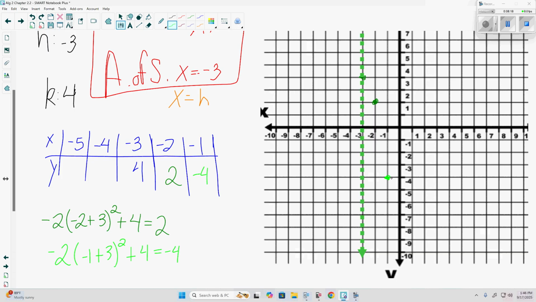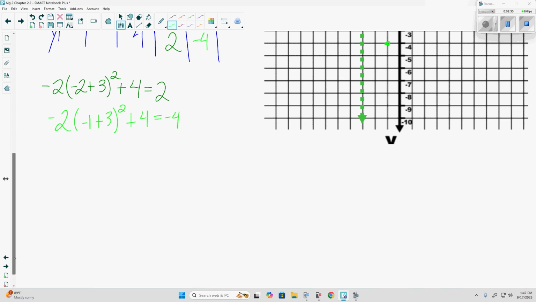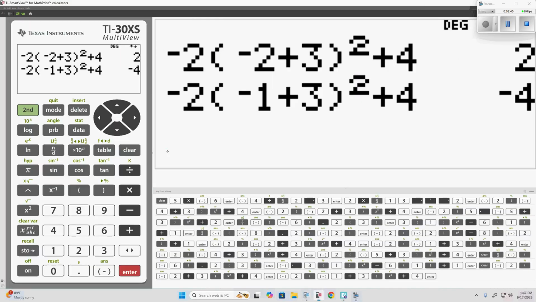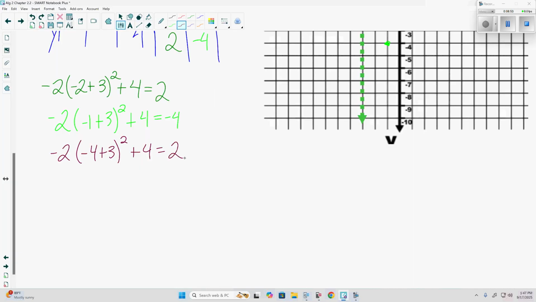So we plotted 3 of the points. We plotted the vertex and 2 to the right. Now we need to find the 2 to the left, -4 and -5. And we'll do a similar thing to what we've been doing. So for -4, we'd say -2 times -4 plus 3 squared plus 4. And again, at this point, I would just grab the calculator and tell it -2 parentheses, -4 plus 3 squared plus 4 gives us 2.